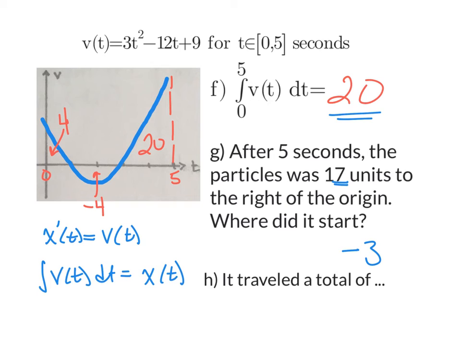Now for the very last part, I do ask, overall, the particle traveled how many units in total? Well, remember that it started at this -3, and first it had a positive velocity, which gave us a positive distance traveled, those 4 units. After that, it moved to the left 4 units, but it still traveled 4 more units. And then after that, it went to the right again, another 20 units. So in total, it traveled 28 units altogether.